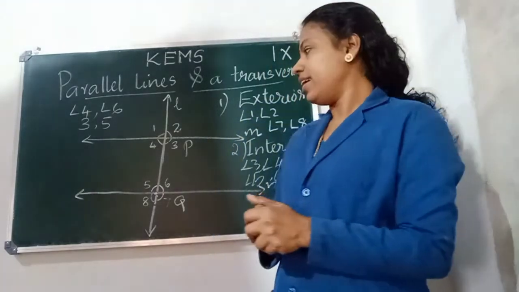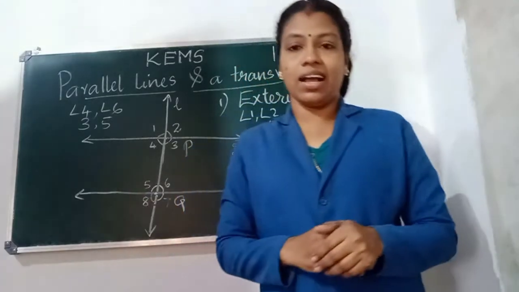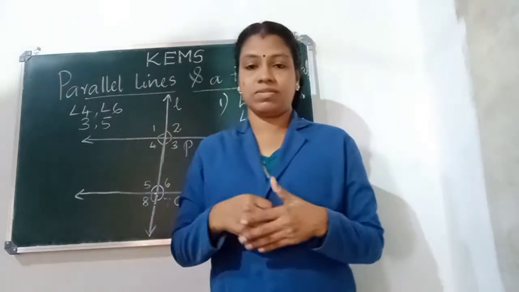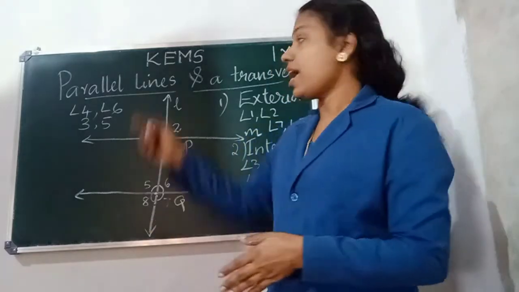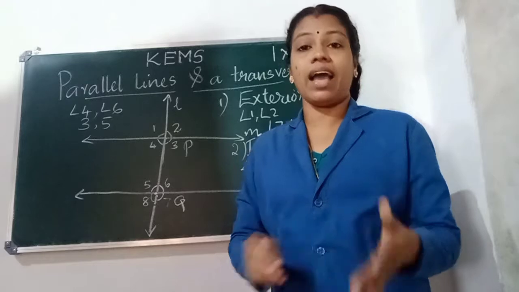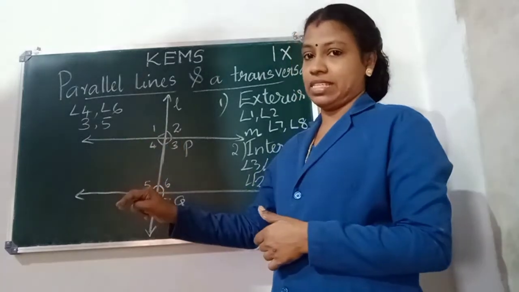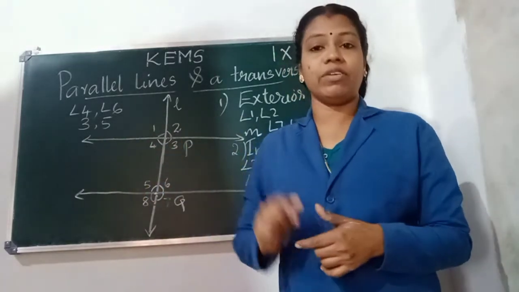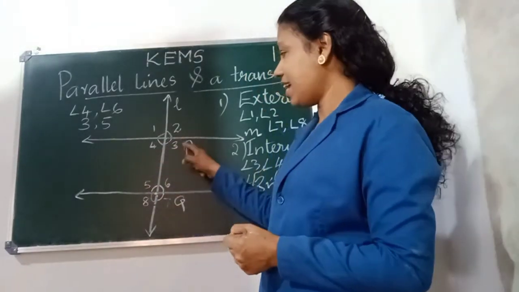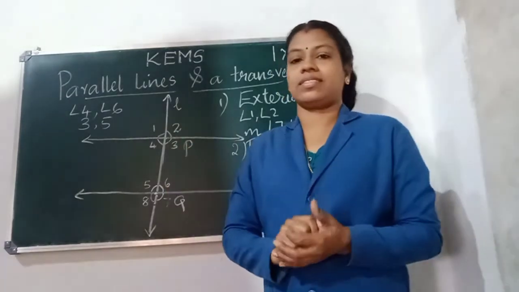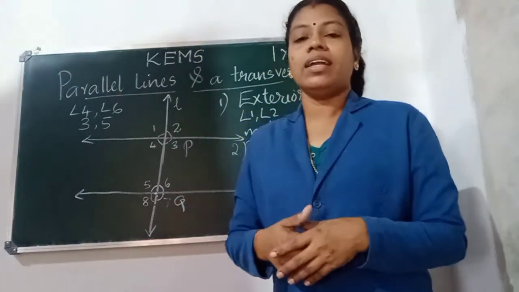Then the next group of angles are interior angles on the same side of the transversal. They are angle 4 and angle 5, and the next pair, angle 3 and angle 6. Okay, clear? Interior angles on the same side of the transversal.